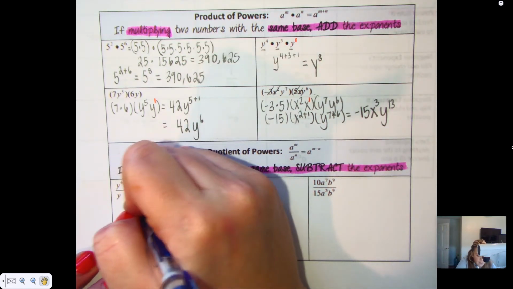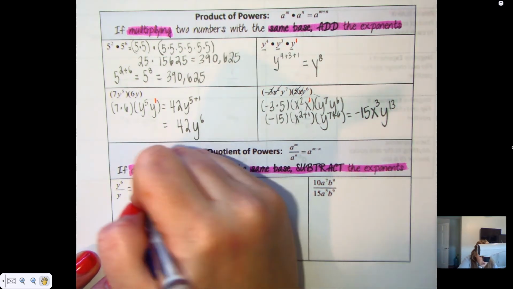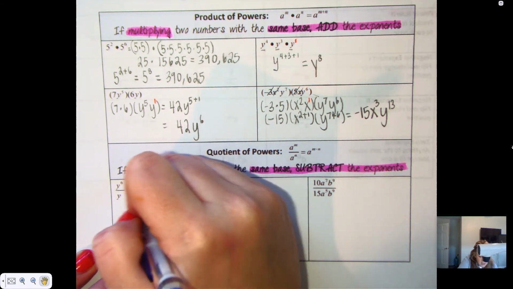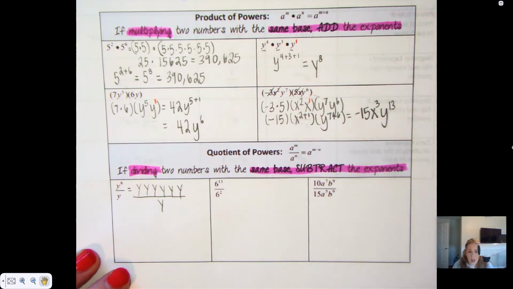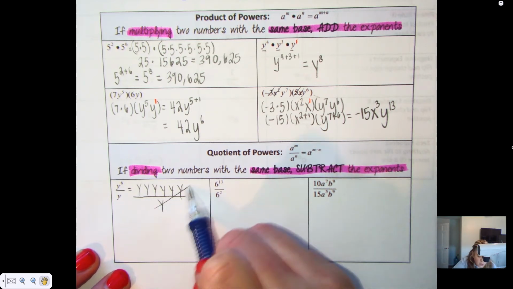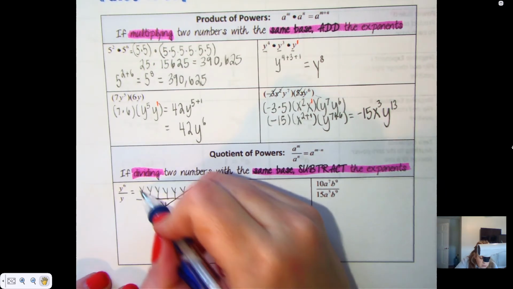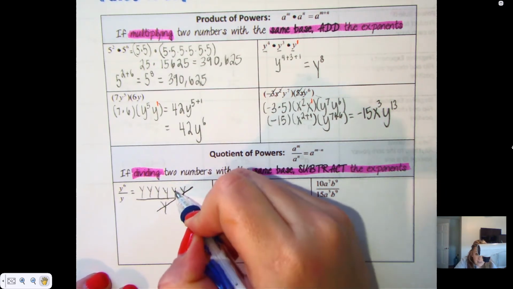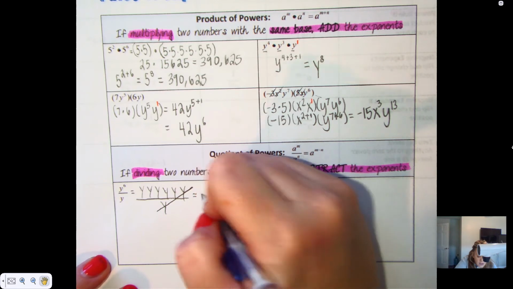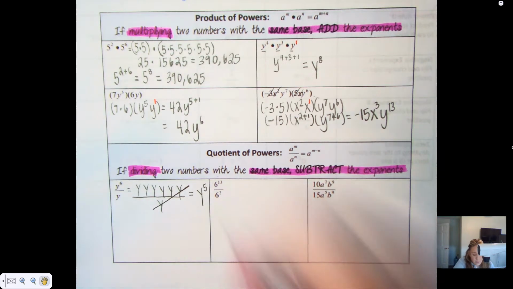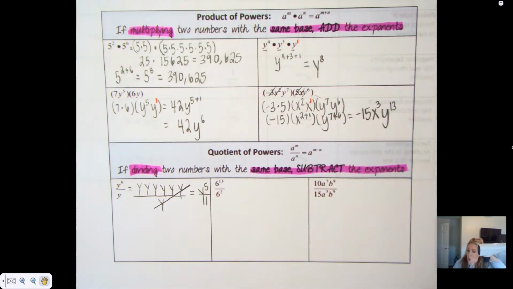So at the top, I would get 6 y's. So I get 1, 2, 3, 4, 5, 6. And at the bottom, I get 1. Okay? Well, since there's 6 of them at the top and 1 at the bottom, that means I can cross one of these bad boys out. Okay, so what am I left with? I'm left with 1, 2, 3, 4, 5. I'm left with 5 y's, and they're all at the top. So I don't have anything at the bottom, so I guess it would be 5y over 1.